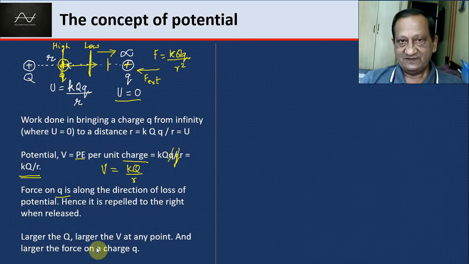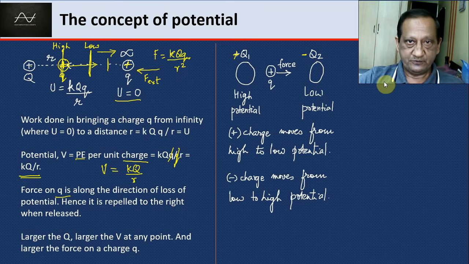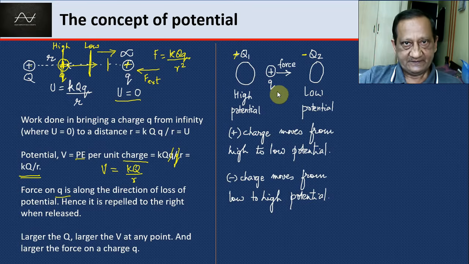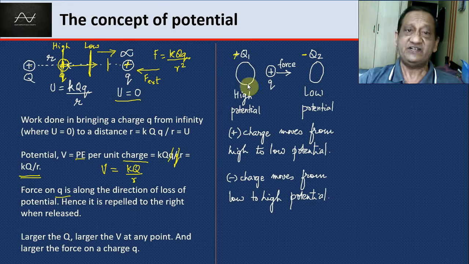Now, suppose I give a lot of positive charge to one body, plus Q1, and I give a lot of negative charge to another body, let's say minus Q2. Then the very process of adding charge to this body gives it a high potential. Larger the Q, larger the potential. We talked about the potential at a distance r from it. Here I'm talking about the potential of the body itself.